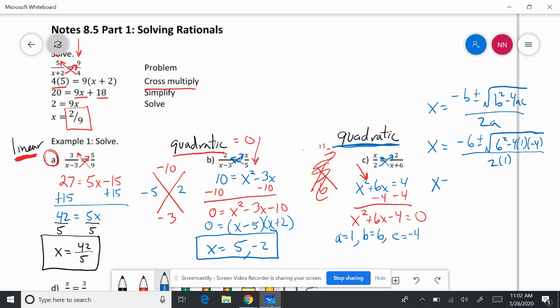We're going to continue simplifying the quadratic formula. Negative 6 plus or minus the square root of 36, negative and a negative is a positive, all over 2. That gives us negative 6 plus or minus the square root of 52 over 2.